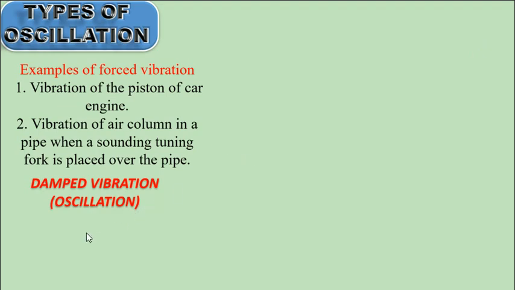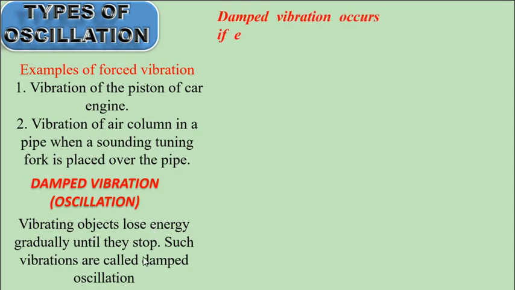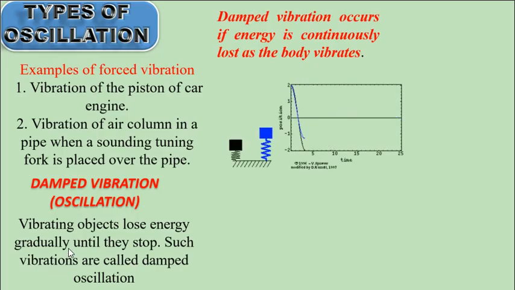So now, damped vibration or oscillation. A vibrating object loses energy gradually until it stops. Most objects in nature may not actually vibrate for a very long time. They keep losing energy, even the simple pendulum, and after some time, they will come to a stop. So when an object vibrates and continues to lose energy, such vibration is said to be damped. So damped vibration happens if energy is continuously lost as the body vibrates.